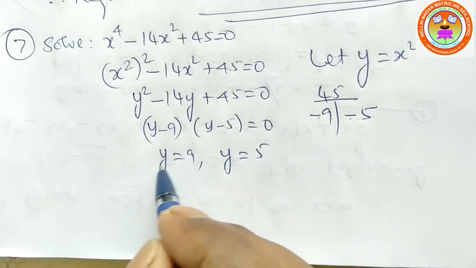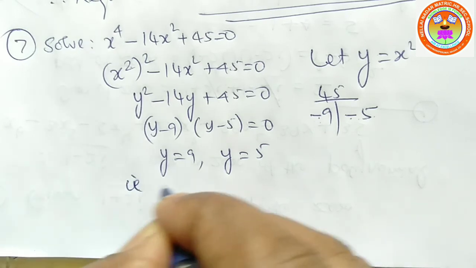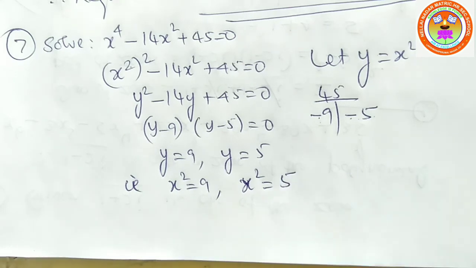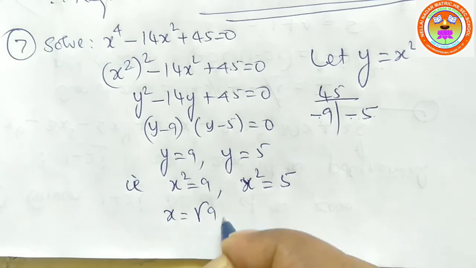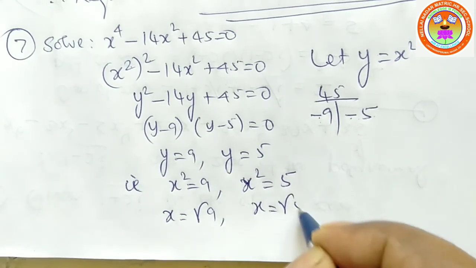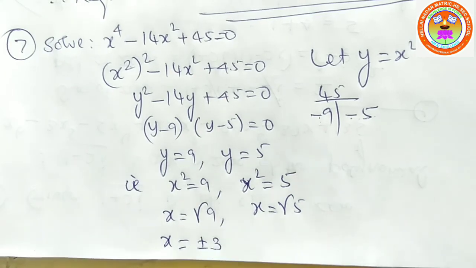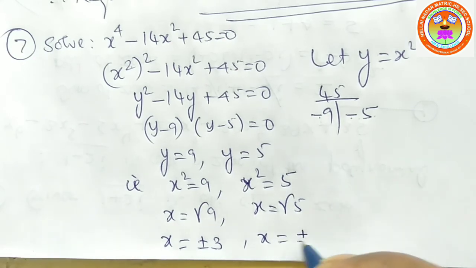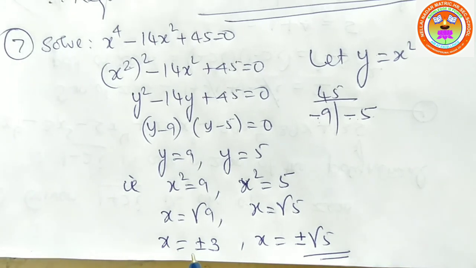If y is equal to 9, what is y? y means x square. That is x square is equal to 9 and x square is equal to 5. x square 9 means x is equal to root of 9, and here x is equal to root of 5. That is x is equal to root of 9, which means plus or minus 3. Here the square root contains two values, either plus or minus. So plus or minus root 5. So see here two roots, and here also we have two roots.